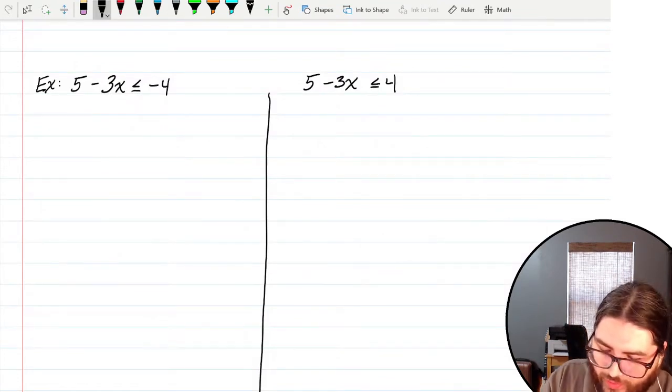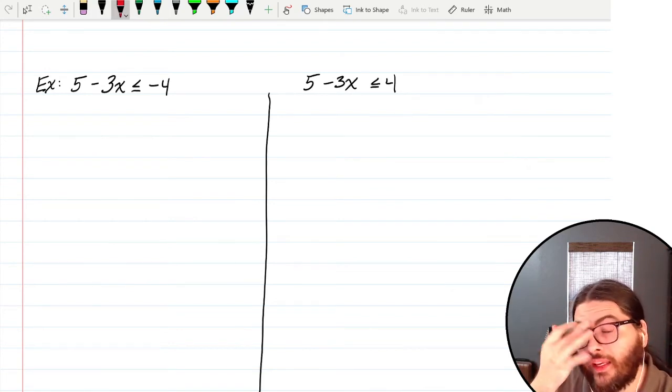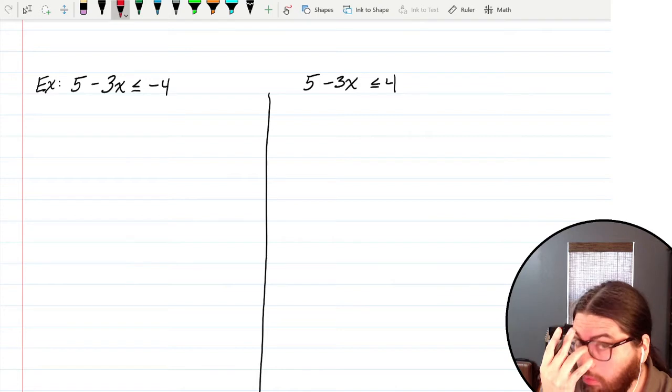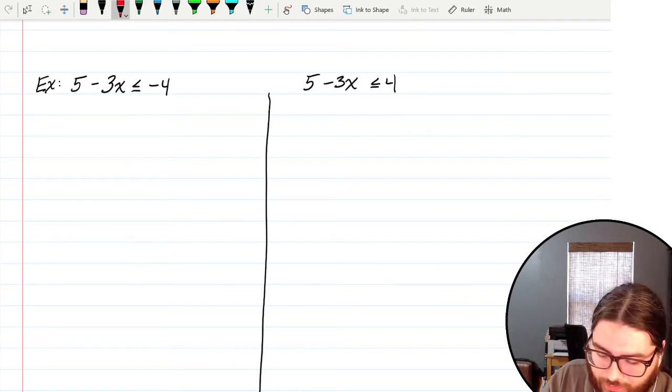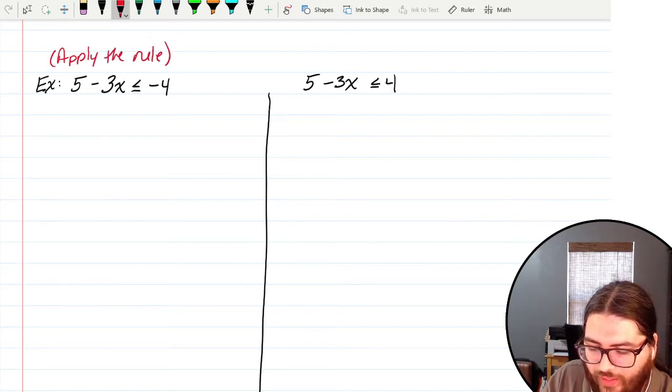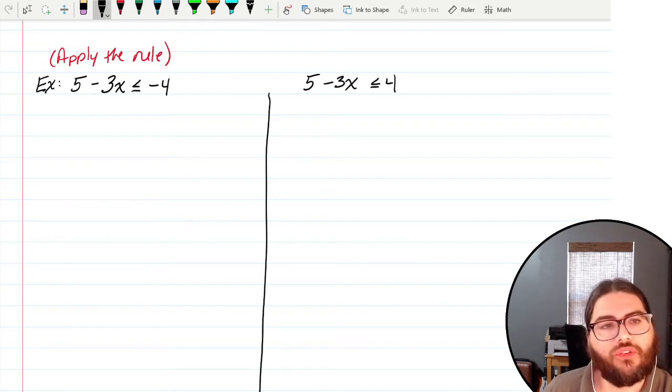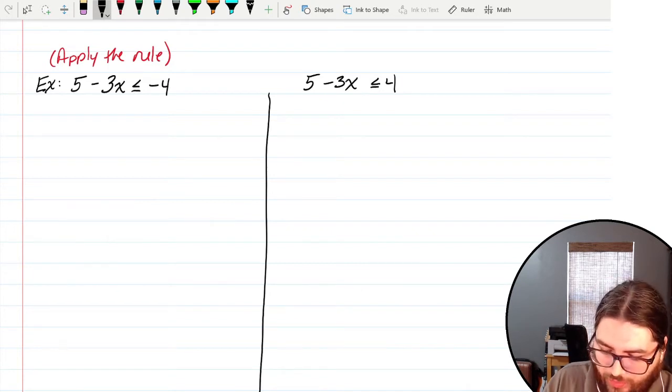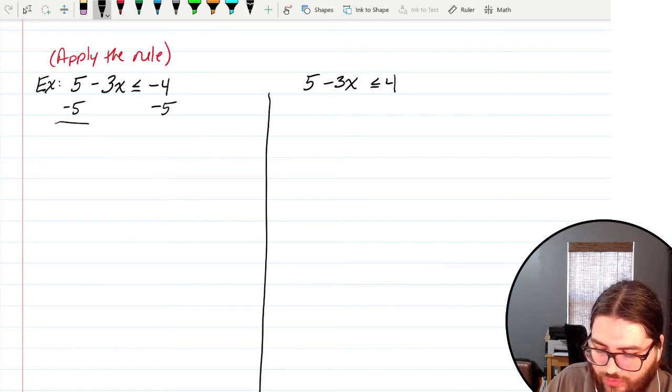Right, so method one is I have to learn the new rule, and I'm going to apply that new rule whenever I see it. And so in this case, I'm going to apply the rule when I come across it. So let me start. I'm going to get the x's by themselves by subtracting 5 from both sides of this equation. Negative 3x less than or equal to negative 9.